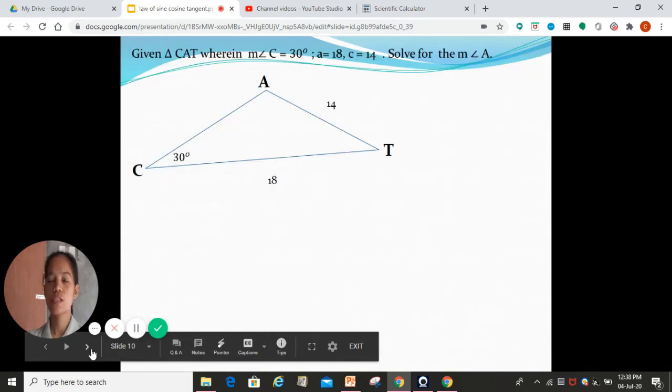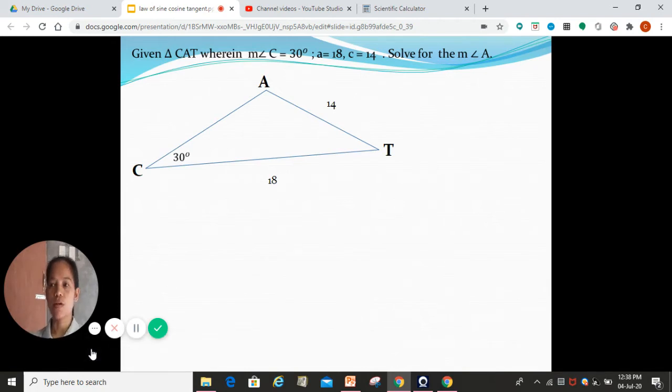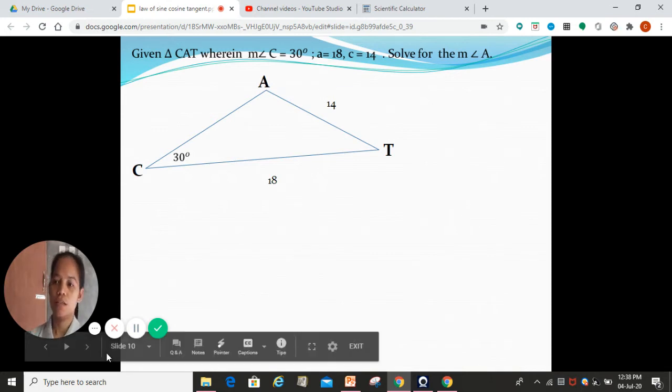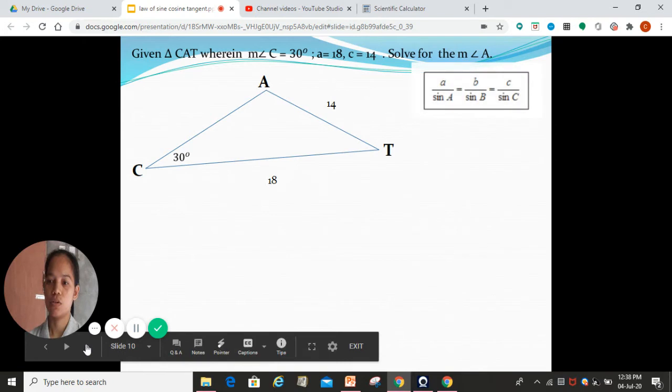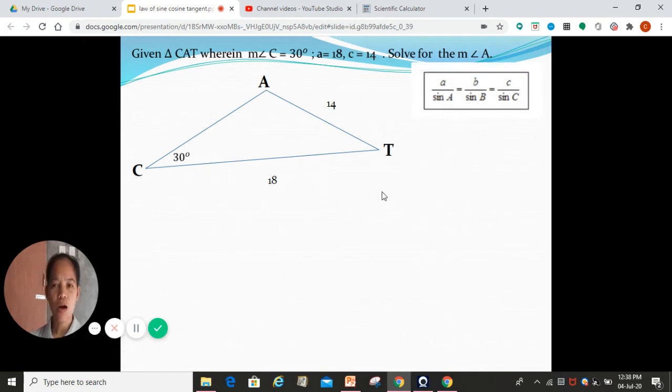So let's apply that in solving the given problem. Given triangle CAT, wherein the measurement of angle C is 30, A is 18, C is 14. Solve for the measurement of angle A. So the sine rule, okay. By the way, how come that it's really sine rule? Go back to the second case.